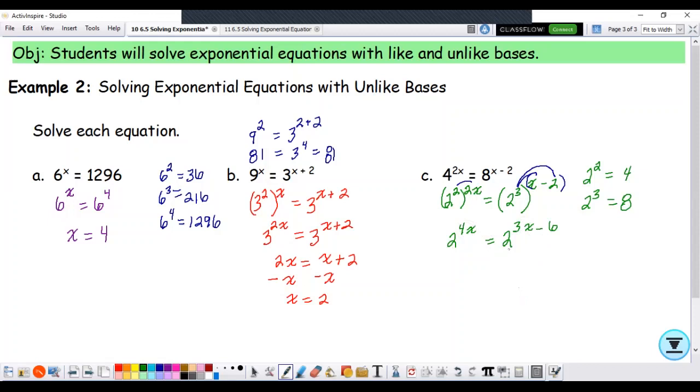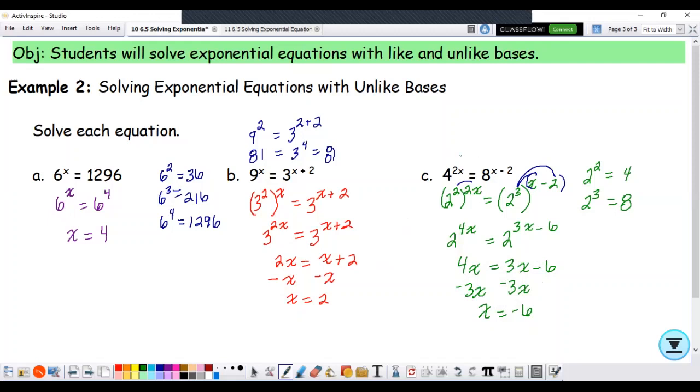Now I have the same base. I have exponents on those bases, and if the two sides are going to have the same value, the exponents have to have the same value. So I can set them equal to each other. I'm going to subtract 3x from each side, and x equals -6.